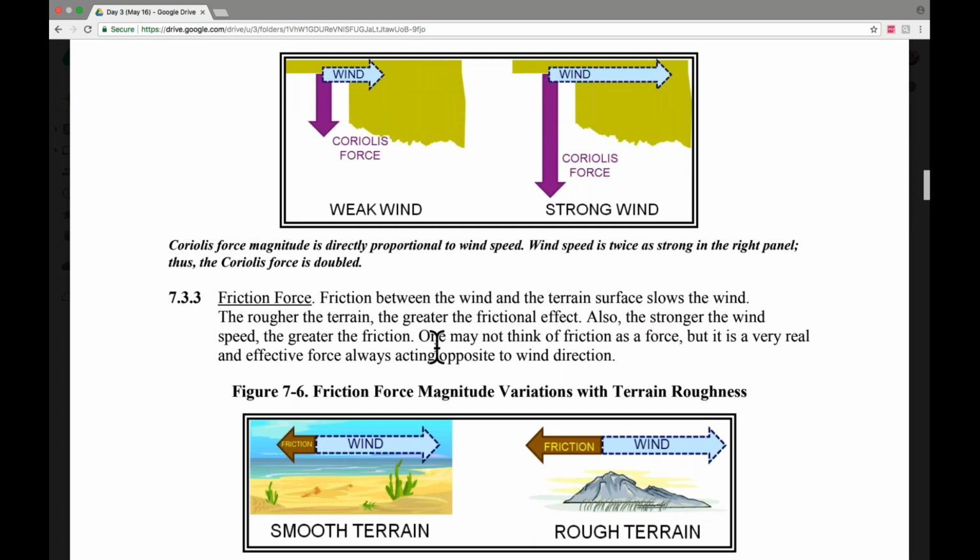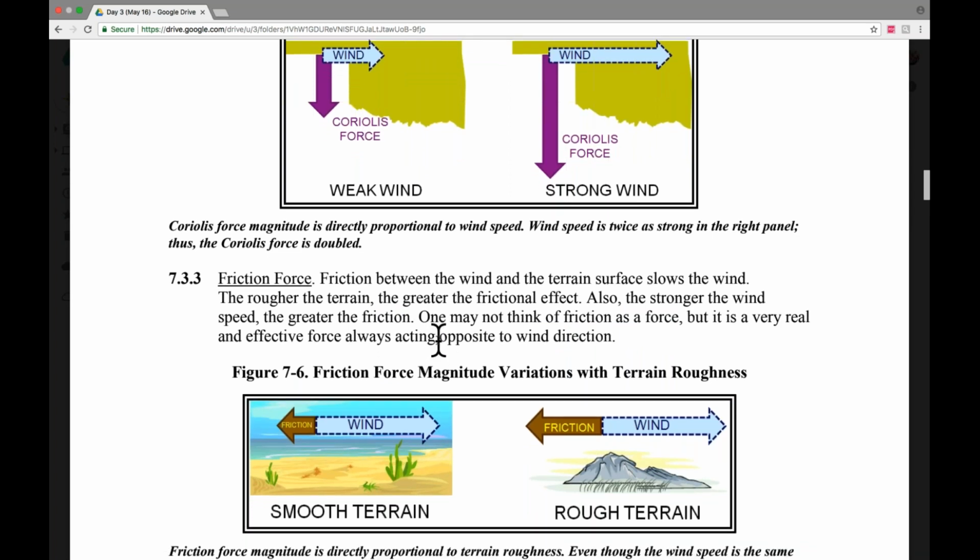And of course, just to throw in another thing, friction force. So friction between the wind and terrain surfaces slows the wind, right? Putting your hand outside the window and putting it perpendicular, there's a lot more friction. Therefore, it's a greater pull on your hand. Whereas if you turn your hand parallel to the ground, then there's not as much friction.